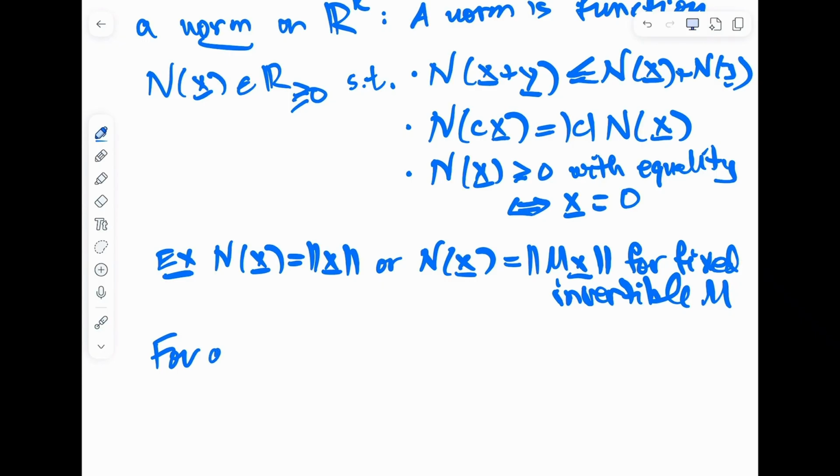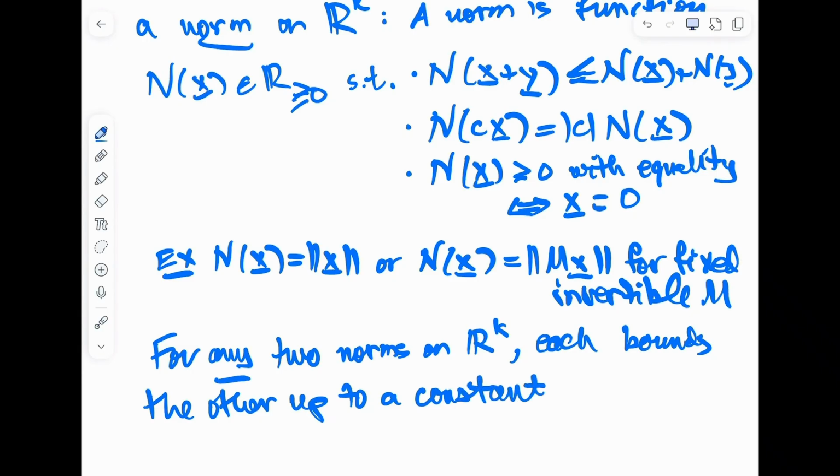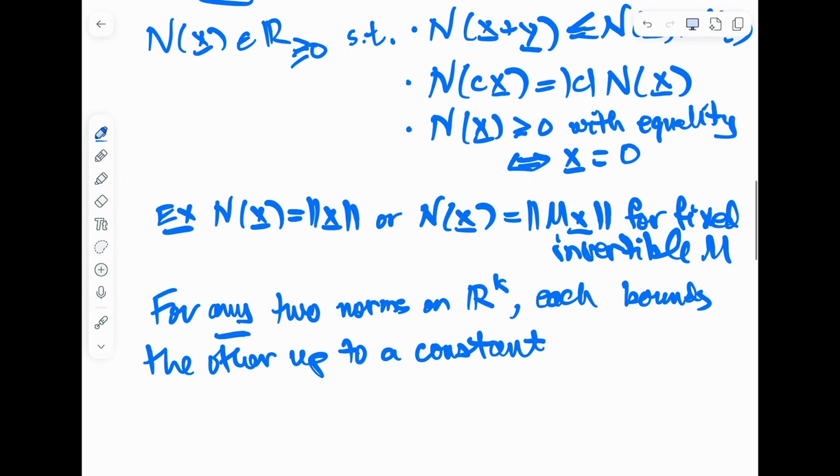All right, for any two norms on R^k, each bounds the other up to a constant factor. So maybe one norm is systematically less than or equal to twice the other, and you can reverse it and say the second norm is less than or equal to a third of the other, or something like that. So for any two norms, each bounds the other up to a constant factor.